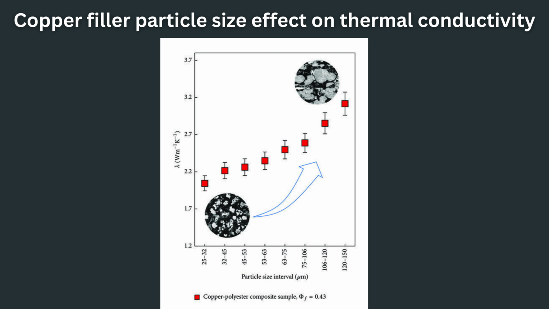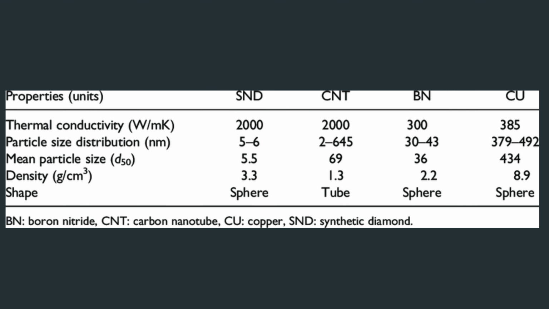Generally, smaller particles produce a larger improvement because they provide greater surface area and more contact points within the conductive network. Thermal conductivity increases with increasing filler volume fraction. However, the rate of improvement is typically greater at low filler loadings and gradually decreases as filler concentration increases.